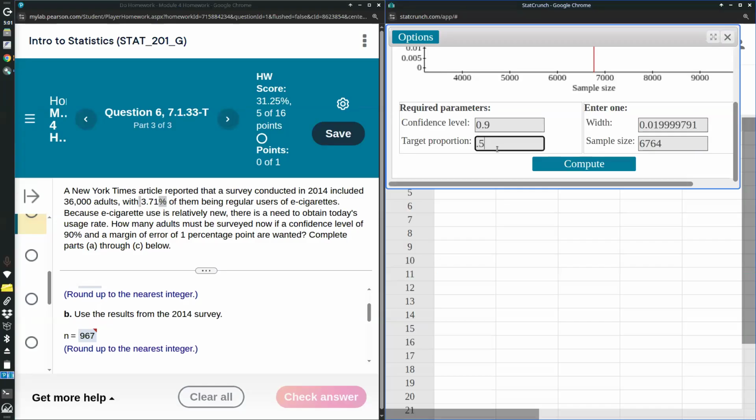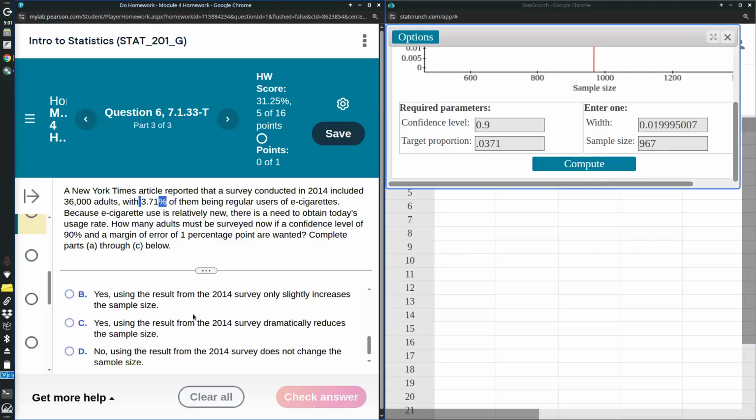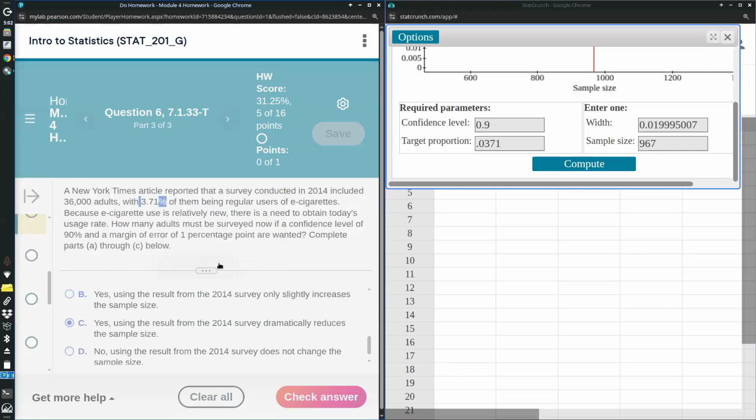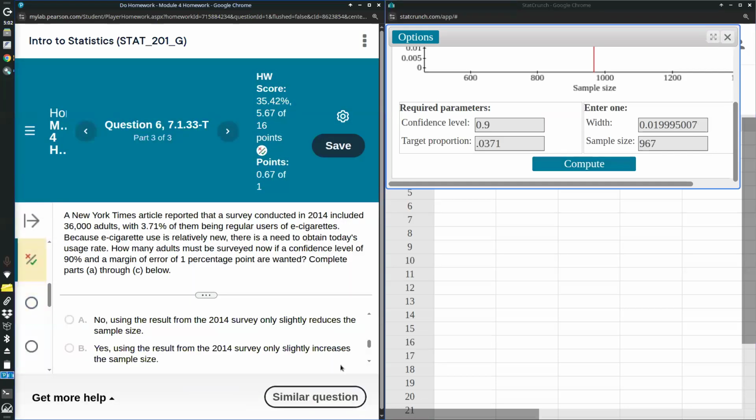So target proportion, let's say 0.0371. Confidence level point. Yeah, look, then we get 967. Okay, so that was the issue there. So does the result have much of an effect? Yeah, you significantly reduce the sample size, dramatically reduces it. Okay, all right, so I was shaky as heck on that one, so let's go back and redo it real quick. I think we have enough time.